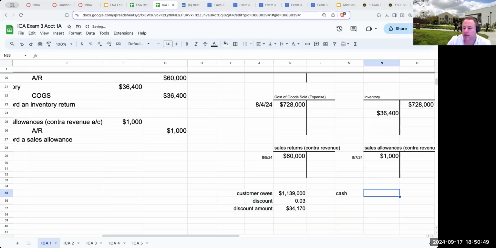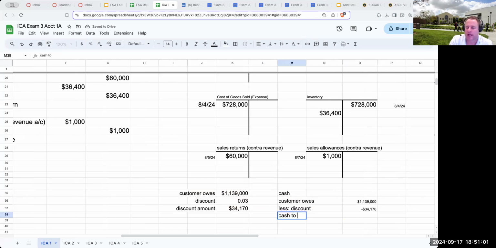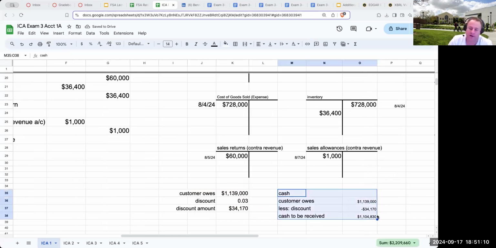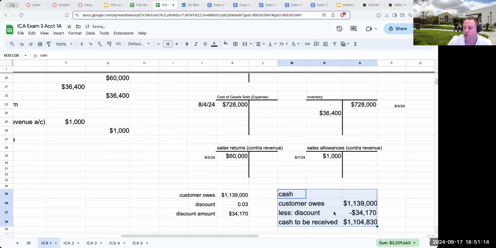So the cash I'm going to receive is going to be the AR, what the customer owes of 1,139,000 less the discount of 34,170. So the amount the customer will pay us is going to be 1,104,830. Okay.